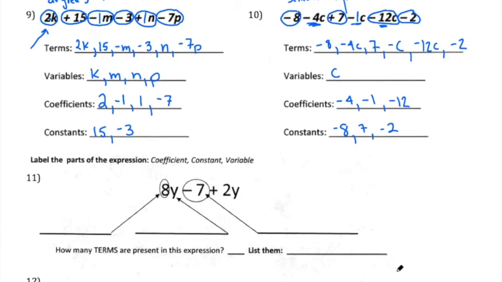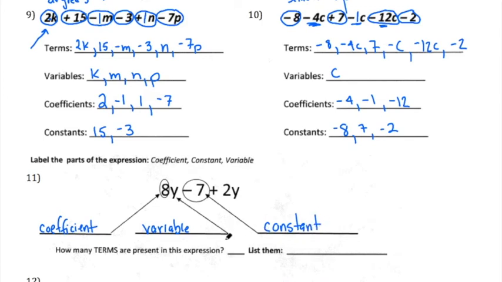Here's just kind of another way of looking at things. Let's go ahead and label the parts of this. In this one, 8y, the 8 represents what? It is a coefficient. It's being multiplied by the variable. So it's a coefficient. Y, of course, it's a letter, is a variable. Negative 7, it's a term, no variable present, so it is a constant.